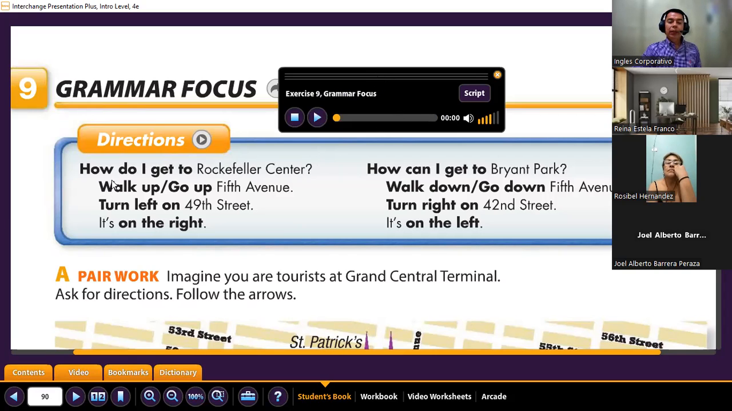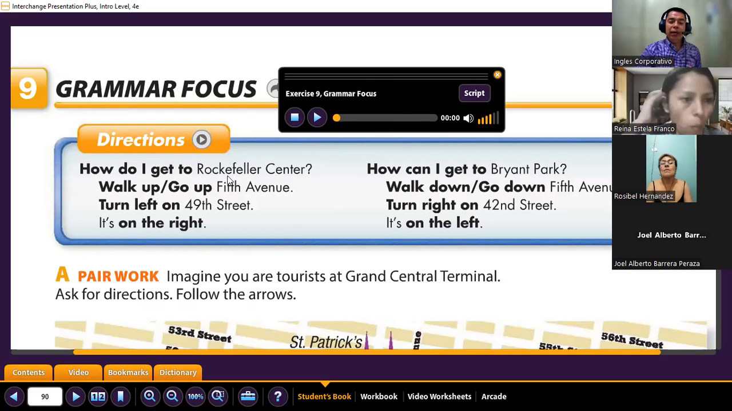Okay. Now, how do I get? When I say how do I get, it means ¿cómo llego? Or how can I get? You can say how do I get or how can I get? It's the same. ¿Cómo llego? The location is next to, around the corner, between, etc.